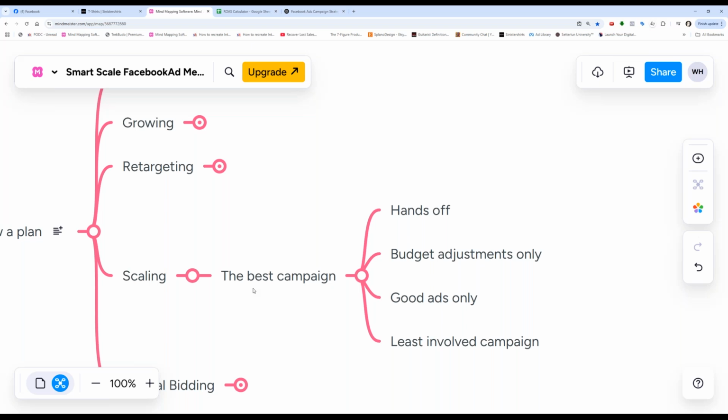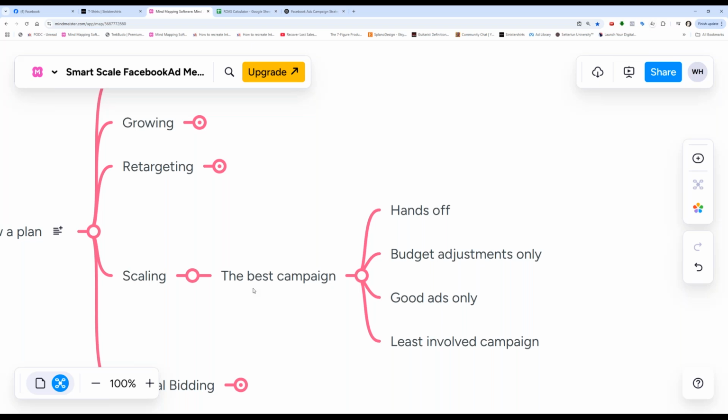It's also the least involved campaign because I've already tested, I've already grown, I've already got retargeting set up. Now my scaling is just to really stomp on the gas pedal and get the most out of that with the least amount of interaction from me. So the rules that I may apply to a scaling campaign are not going to be the same rules that I apply to a testing campaign because they're totally different.